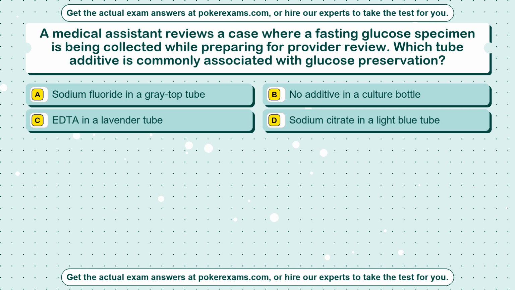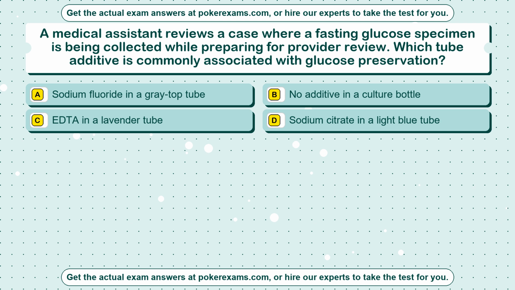Question 16. A medical assistant reviews a case where a fasting glucose specimen is being collected while preparing for provider review. Which tube additive is commonly associated with glucose preservation? Option A, sodium fluoride in a gray top tube.